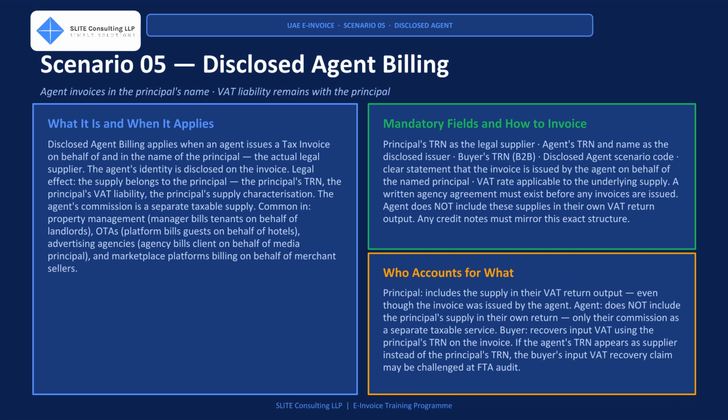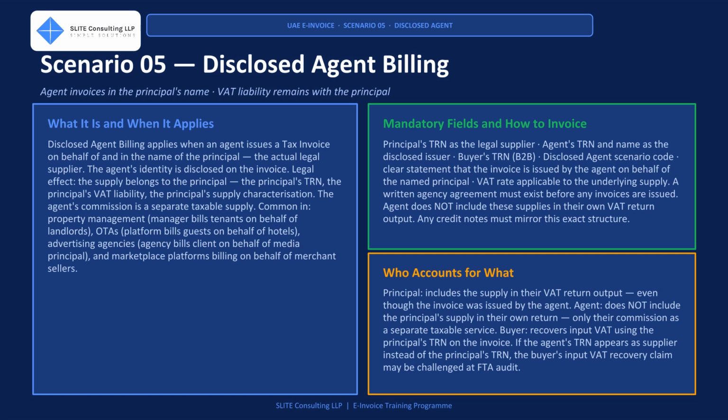OTAs billing guests on behalf of hotels. Advertising agencies billing clients on behalf of media principals. Marketplace platforms billing on behalf of merchant sellers. The invoice must carry the principal's TRN as legal supplier, the agent's TRN and name as disclosed issuer, the buyer's TRN, the disclosed agent scenario code, and a clear statement that the agent issues on behalf of the named principal.